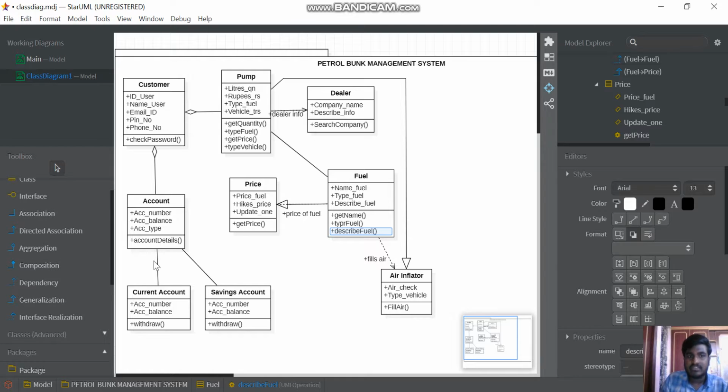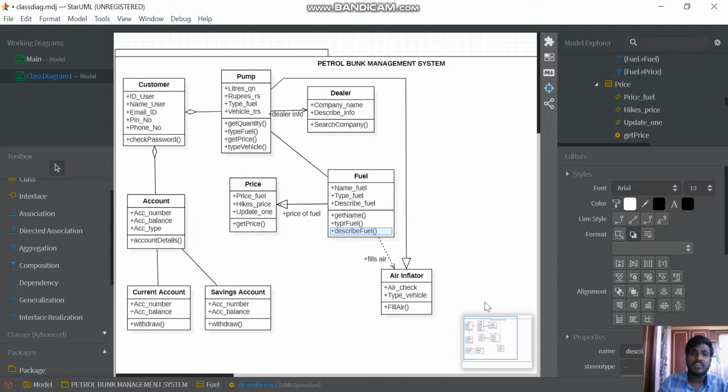The subclasses, current account and savings account, are like the inheritance concept, multiple inheritance: single parent, two children. So this class attribute is over. Finally, we all see that there will be an air inflator in 95% of petrol pumps. It will be free only; a few, about 10%, will have a cost.